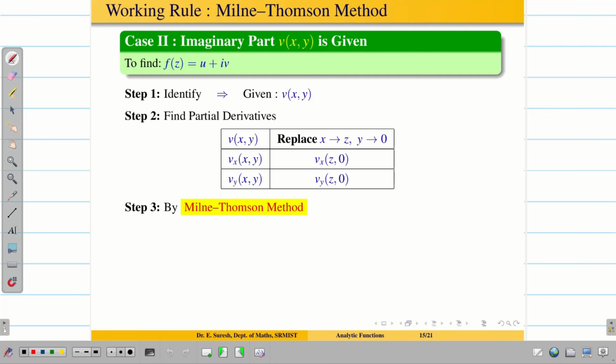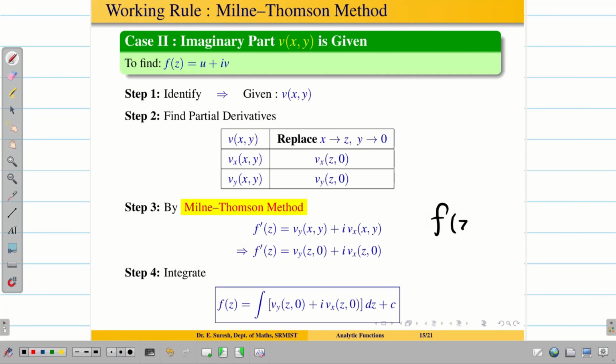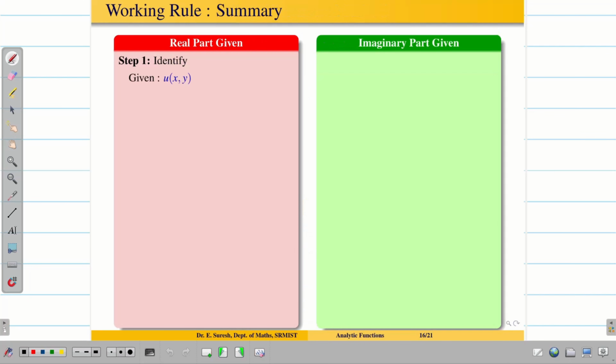Now by Milne Thomson's method, replacing this vx of x comma y and vy of x comma y by vx of z comma 0 and vy of z comma 0, we get f dash of z is equal to vy of z comma 0 plus i into vx of z comma 0. Next, step 4, integrating on both sides, we get the analytic function f of z. Hope you understand. Now just have a quick recap in a nutshell. If the real part is given, we have to find the analytic function f of z.